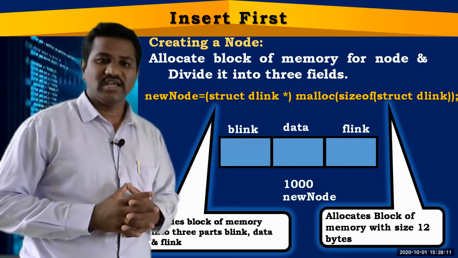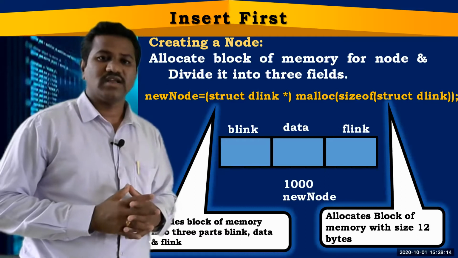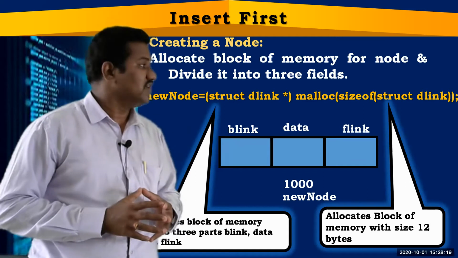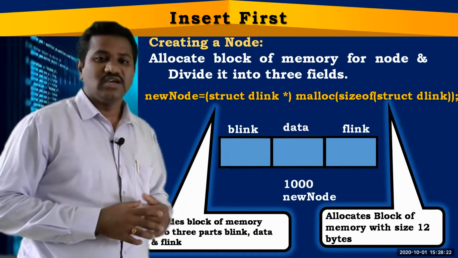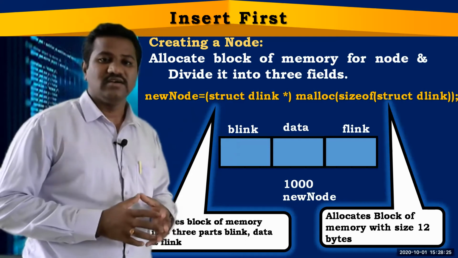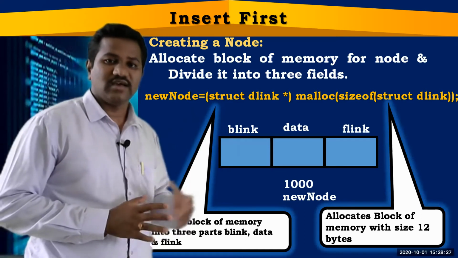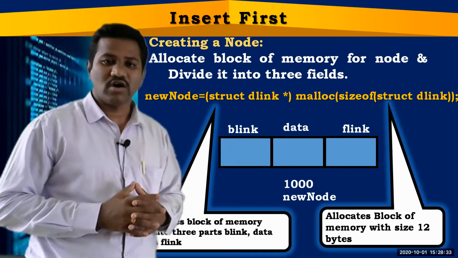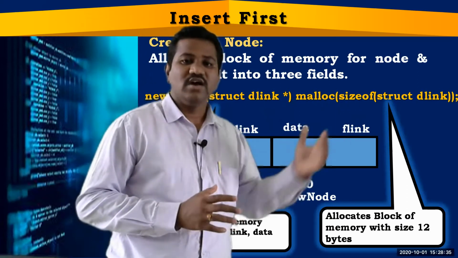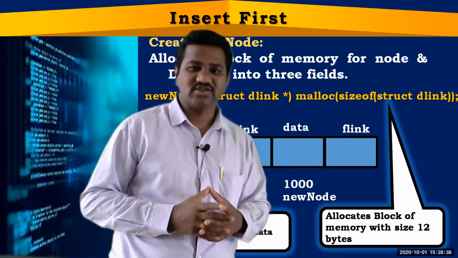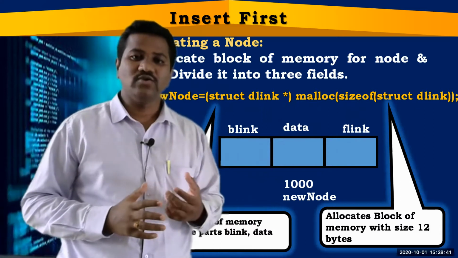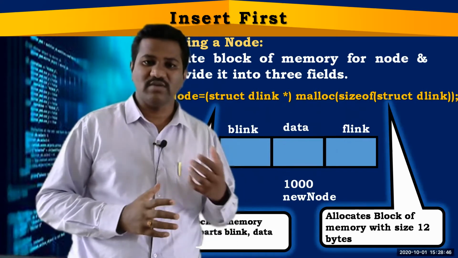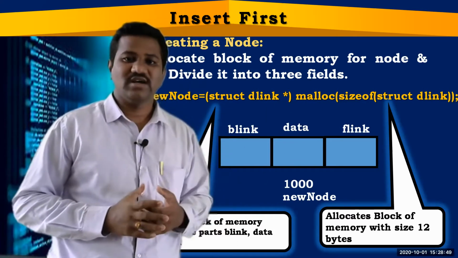The first step is creating a node. We already came across this step in creating a double linked list. So creating a node means allocating a block of memory and dividing that into three fields. With the help of this instruction, malloc of sizeof struct dlink, and before that we'll be taking a typecast operator, we are going to allocate a block of memory. Here the malloc function takes the size of struct dlink as an argument, and the sizeof operator is used to find out how many members there are in dlink, and how much memory each member takes.